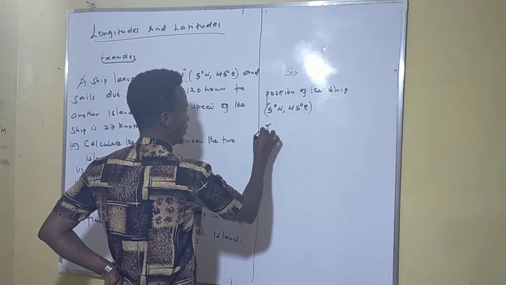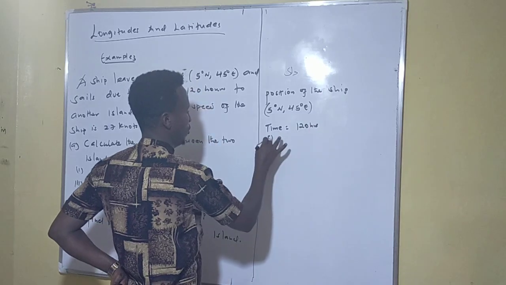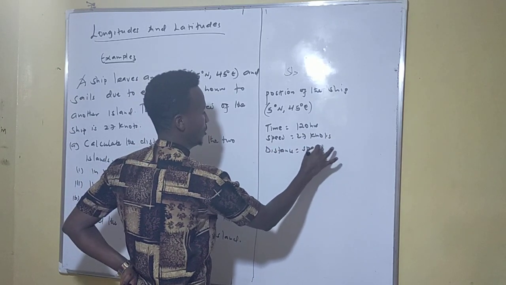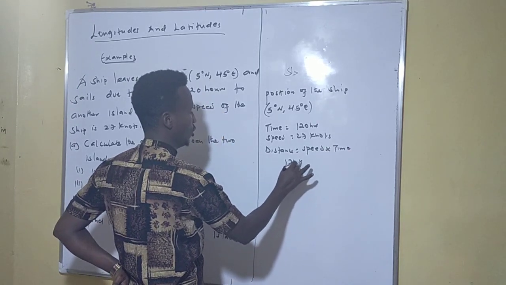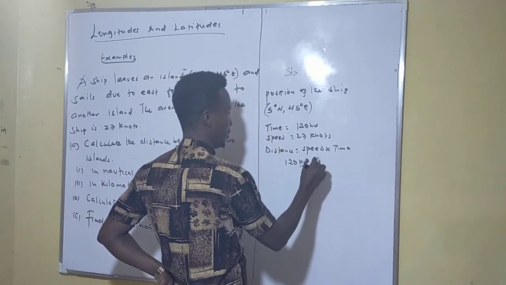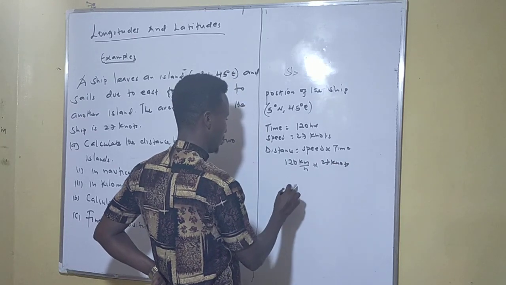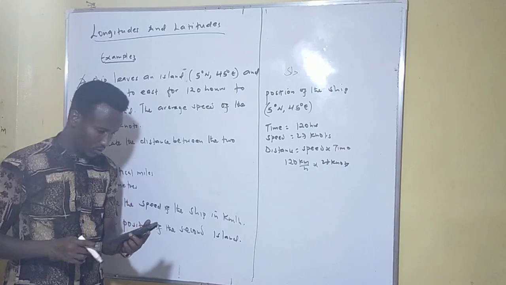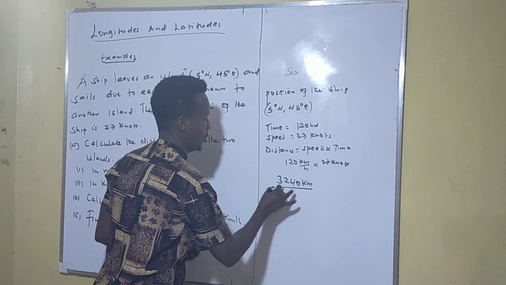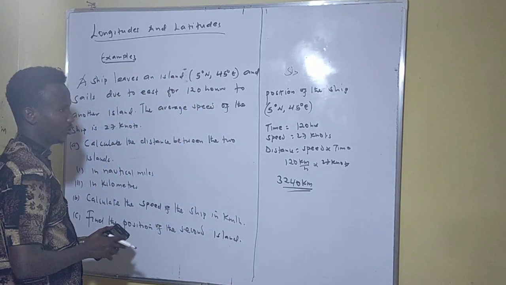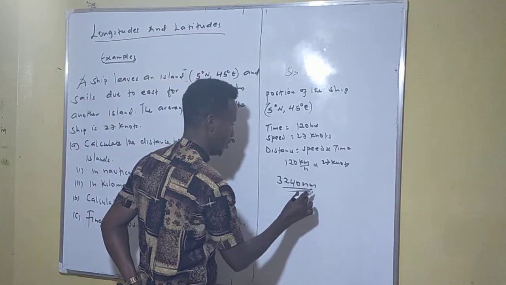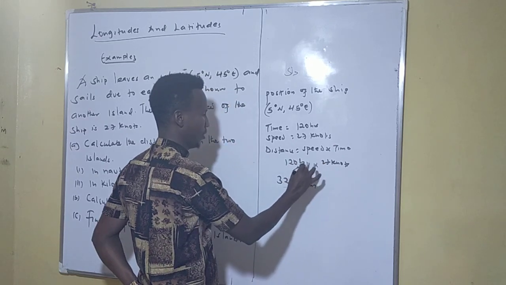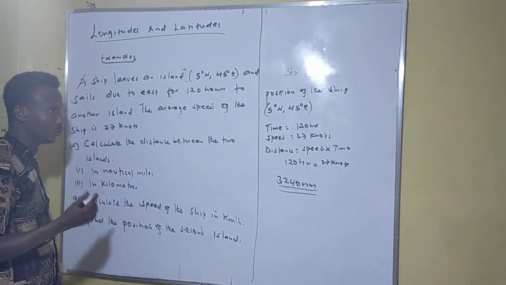So we have speed and time. Our time is 120 hours. We also have the speed, which is 27 knots. So let me get distance. Distance is equal to speed times time, that is 120 hours times 27 knots. Remember, this is knots, so this is distance in nautical mile, and our time is 120 hours here, not kilometer per hour. So our distance will be 240 nautical mile.